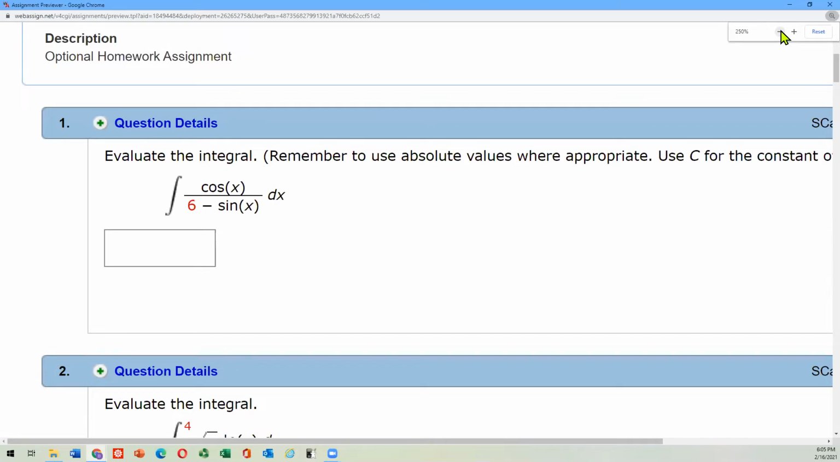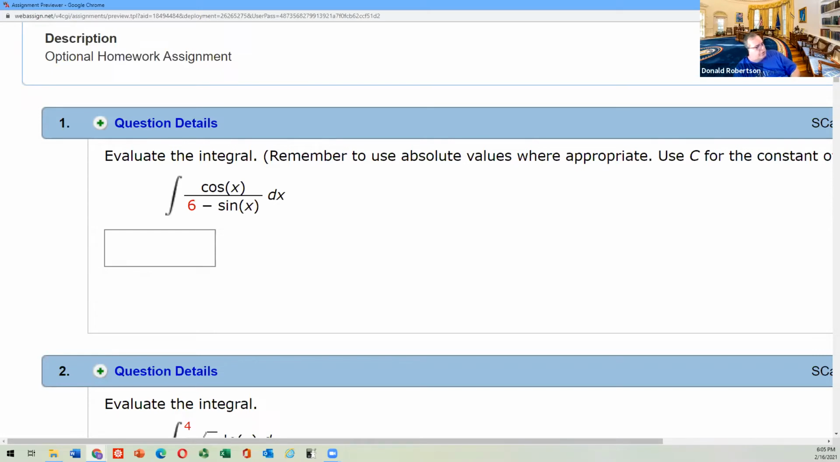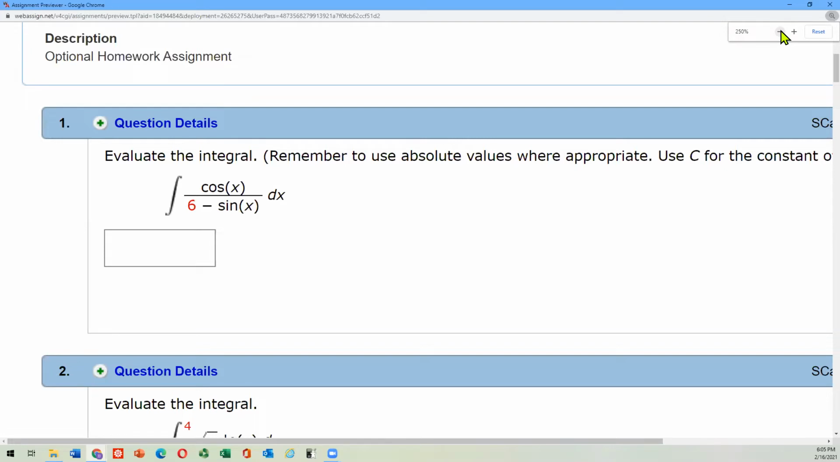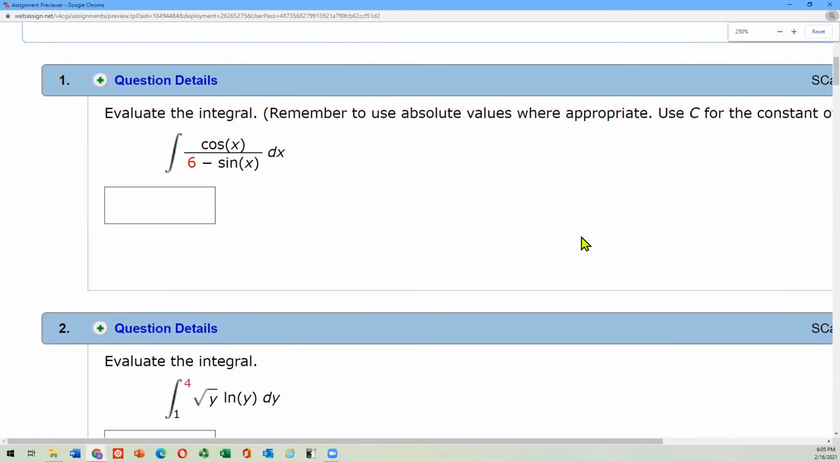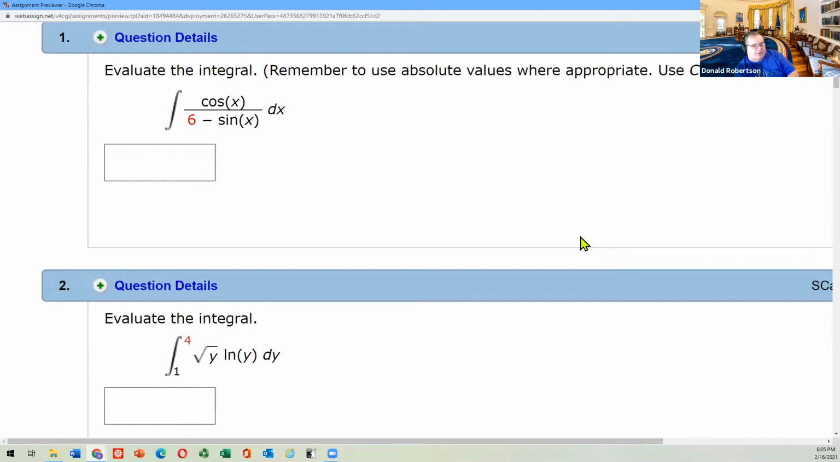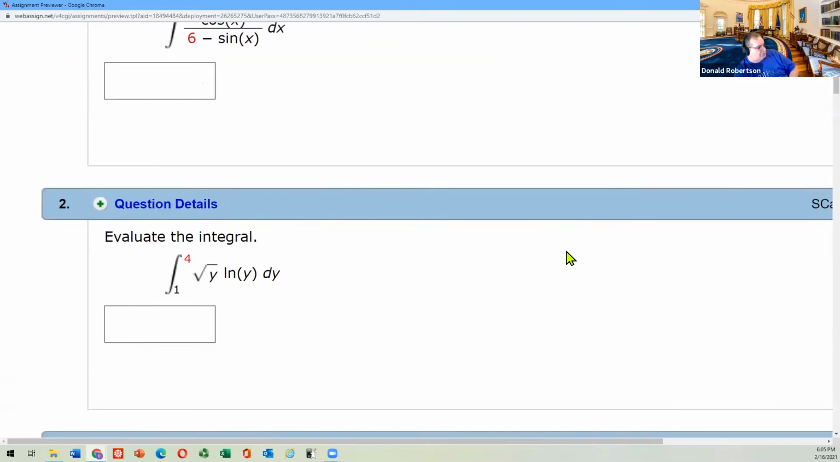I was thinking cosine squared, but I don't know if that's. Oh, no. Yeah, I see where you're going now. No, but the trig's good. How about a u sub? 6 minus sine x. Yeah, that makes more sense. That would work. Try and think simple before you think hard, right? That's what I try and do, because sometimes you see something.